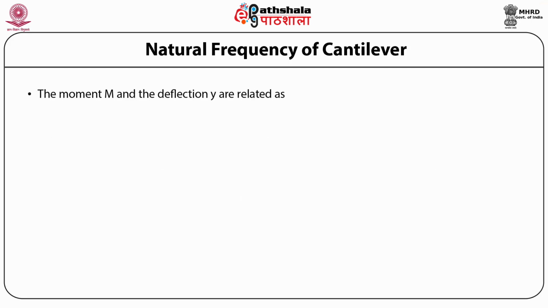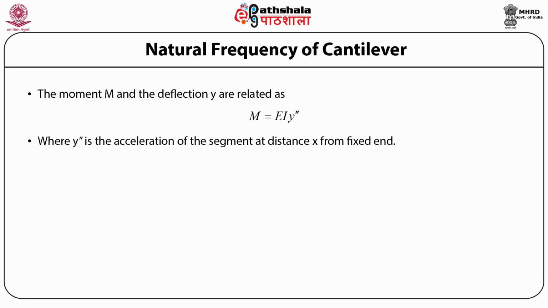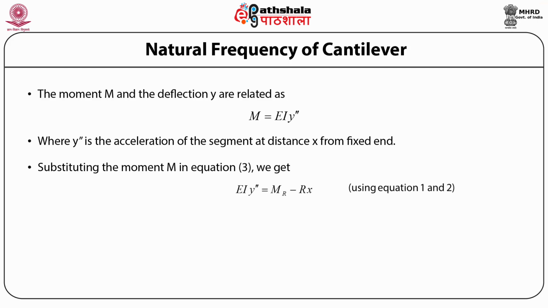The moment m and the deflection y are related as m is equal to EI y double prime, where y double prime is the acceleration of the segment at distance x from the fixed end. Now substituting the moment m in equation number 3, we get EI y double prime is equal to Mr minus Rx, which gives EI y double prime is equal to Mgl minus Mgx using equations 1 and 2. So we get y double prime is equal to Mg by EI into (l minus x).